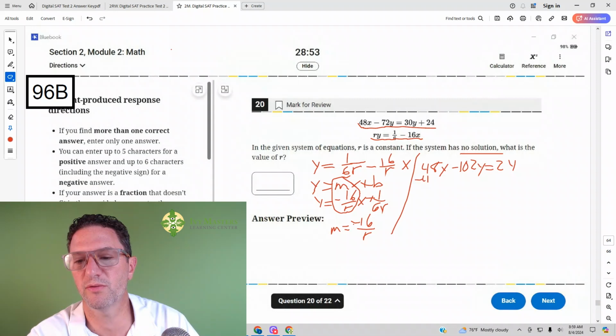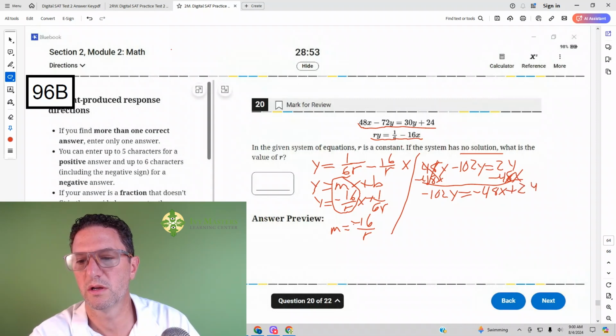Now I'm going to subtract 48x from both sides. This cancels. And I get negative 102y, and I can't combine those terms. One's got an x, one doesn't. So negative 48x plus 24. Divide by negative 102. Now, when I divide the whole left side by negative 102, it's like dividing each monomial by negative 102.